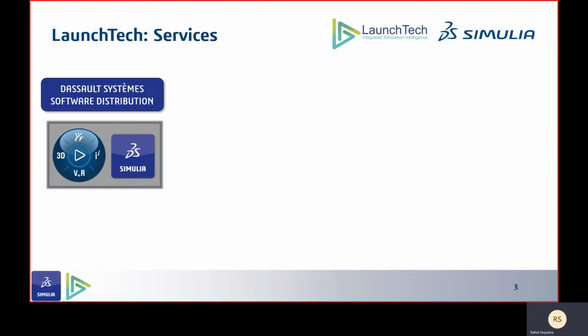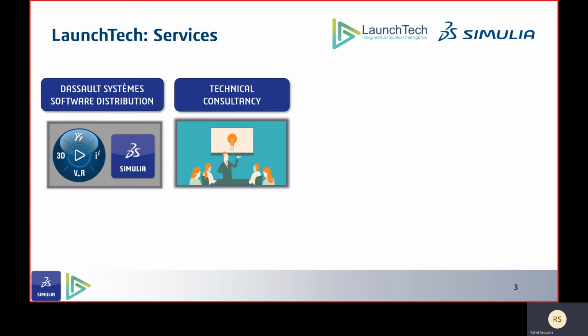Before I go straight to the topic, I'd like to introduce ourselves as LaunchTech. Primarily, we are Dassault Systèmes' main software distribution partner. We mostly distribute the SIMULIA portfolio, which comprises FEA, CFD, and EMAG analysis. For those organizations that have short-term needs for simulation tools, we also provide technical consultancy.